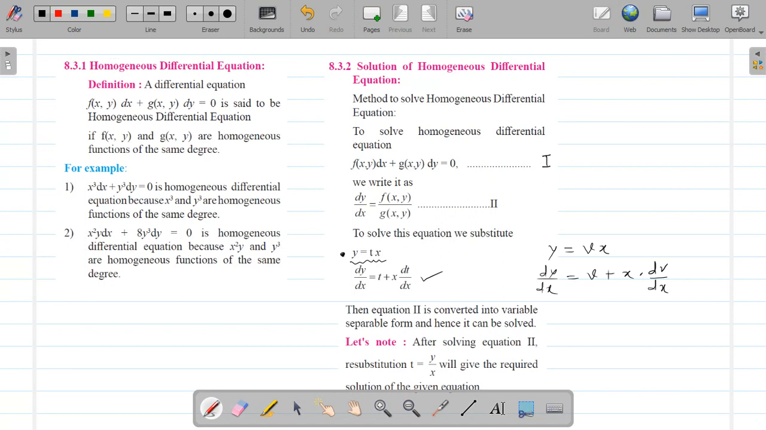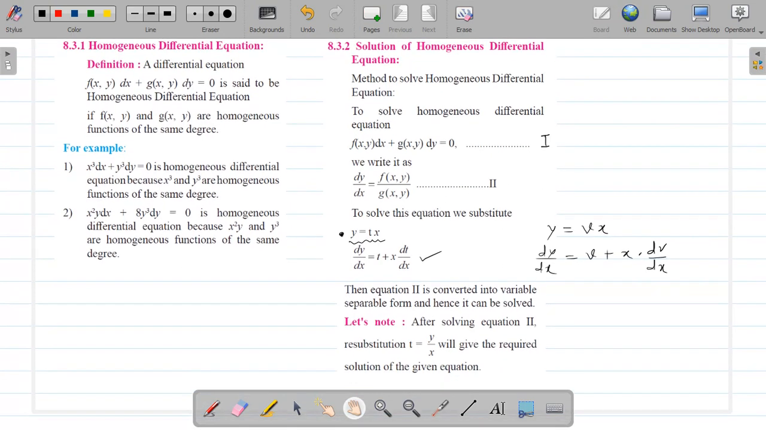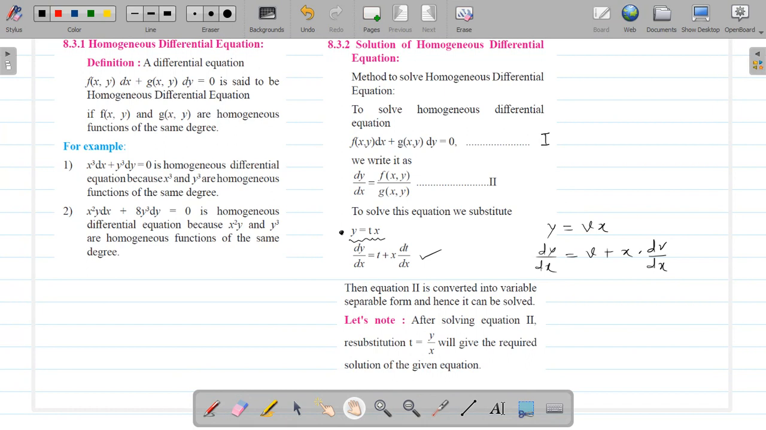So equation number 2 is converted into variable separable form, and hence it can be solved. This is the particular substitution we require to find the solution of a homogeneous differential equation. Remember, this is a special method to get the solution of the homogeneous differential equation.